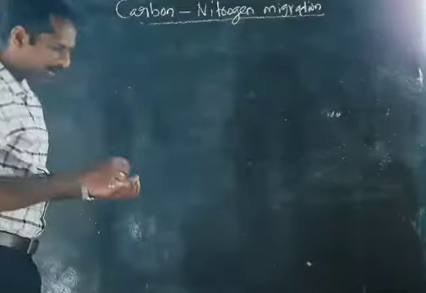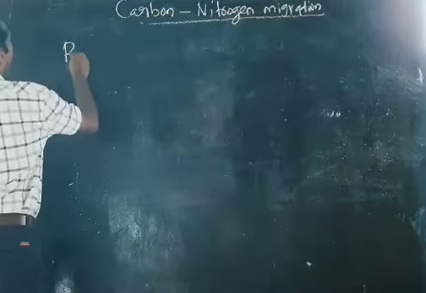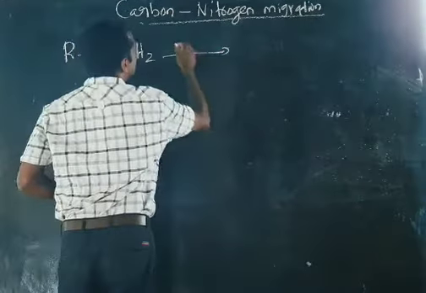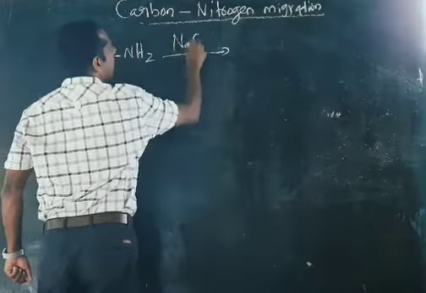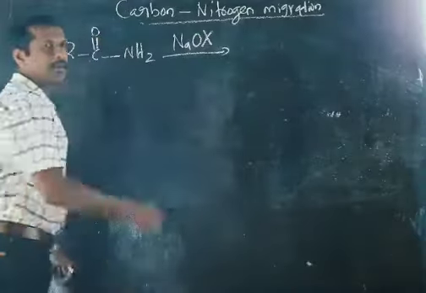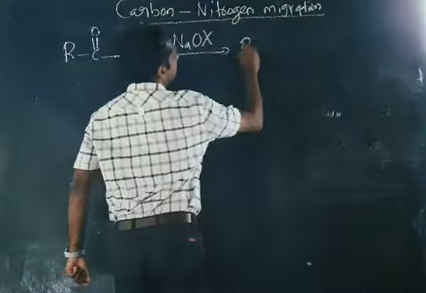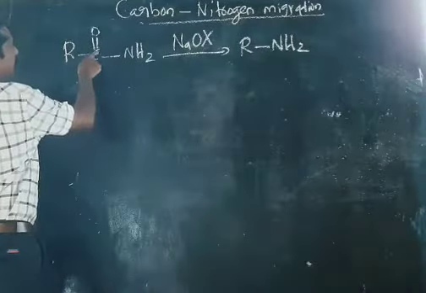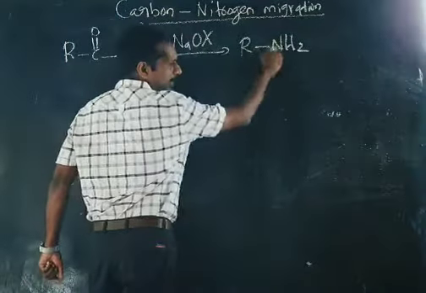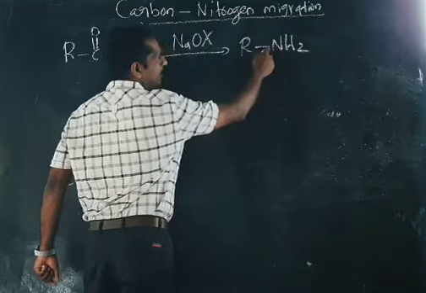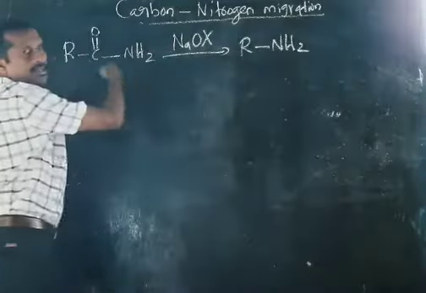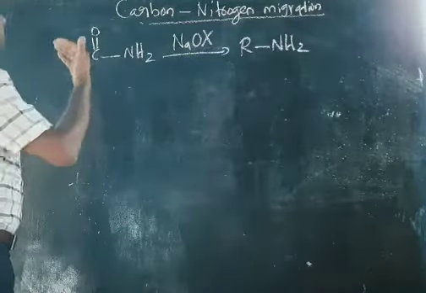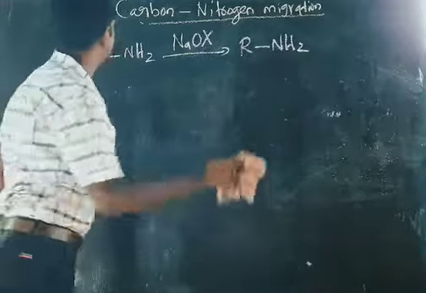So what is the Hofmann rearrangement? Amide RCONH2 is treated with sodium hypohalite, NaOX. What will it give? You get an amine like this, RNH2. You can see that RCONH2 is converting to RNH2. That means the amine contains one carbon less than that in the starting amide. Okay, now let us go through the mechanism of this Hofmann rearrangement.